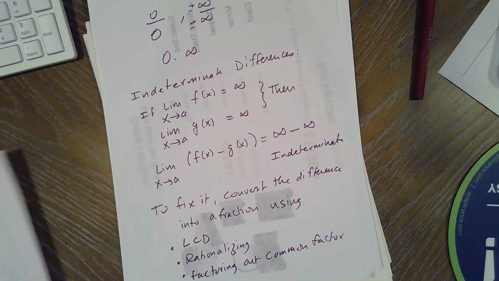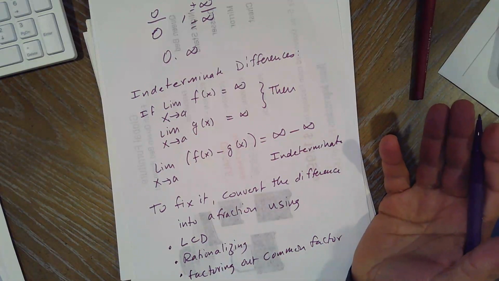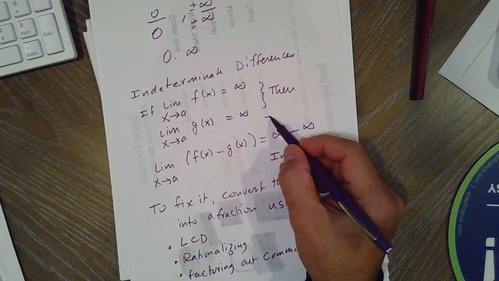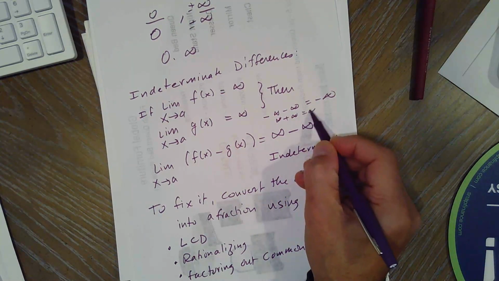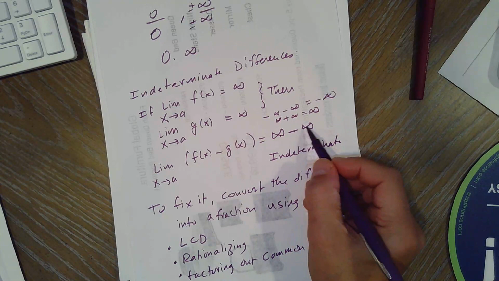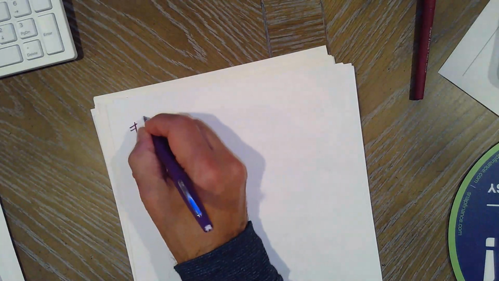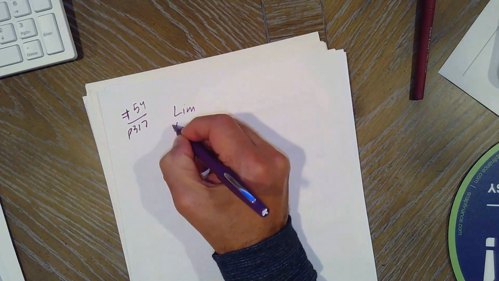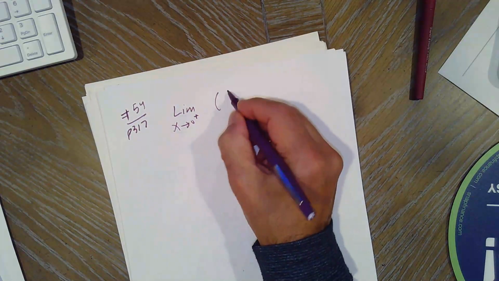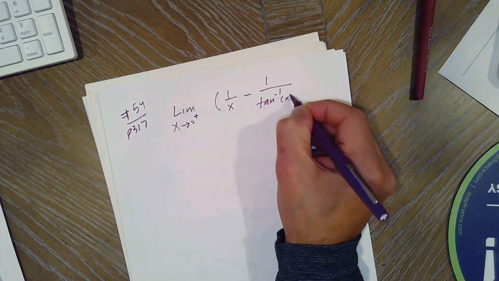Okay, so if it was infinity plus infinity, that would be infinity, we're done. If it was negative infinity minus infinity, that's negative infinity, which is done. But if you have positive infinity minus infinity, it's indeterminate. Okay, so 54, page 317. What's the limit as x goes to 0 from the right of 1 over x minus 1 over tangent inverse of x?